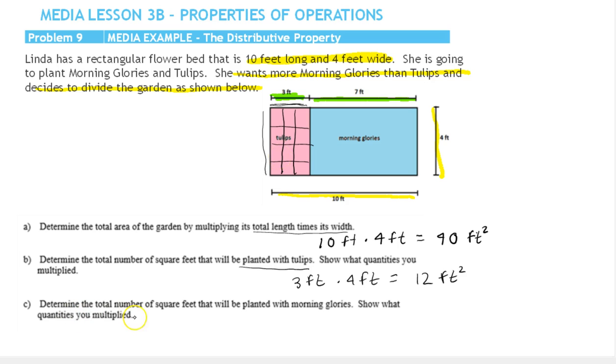Now it asks, determine the total number of square feet that will be planted with morning glories. Show what quantities you multiplied. So the morning glories are in blue, and we have 7 feet by 4 feet as the length and width of the morning glories. So 7 feet times 4 feet. So 7 times 4 is 28, and we have 28 square feet. So we found tulips, morning glories, and the area of the entire garden.